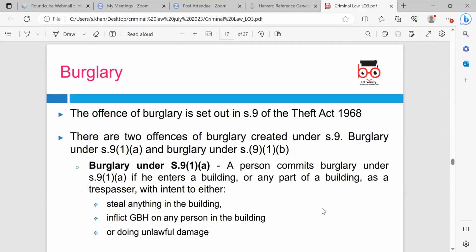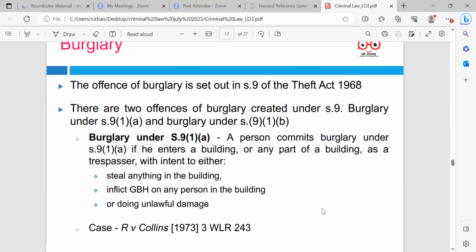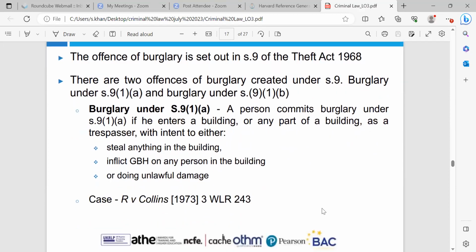A person commits burglary under Section 9(1)(a) if he enters a building or any part of a building as a trespasser with the intent to either, number one, steal anything in the building, number two, inflict GBH on any person in the building, or number three, do unlawful damage. And the leading case for that is the case of R v Collins, 1973.